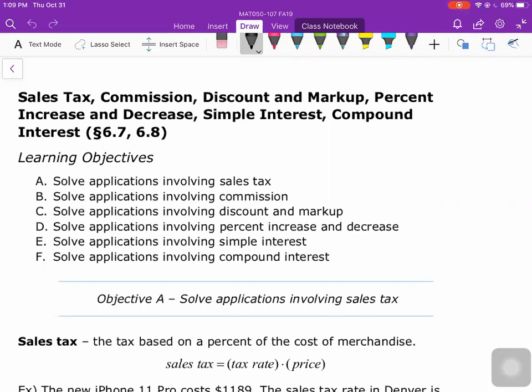Anyway, what I'm going to show you guys is how we can use what we've already learned in those two sections that we did on Tuesday and apply them to what we're doing here.